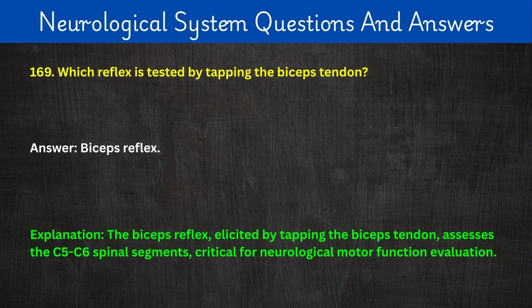169. Which reflex is tested by tapping the biceps tendon? Answer: biceps reflex. Explanation: the biceps reflex, elicited by tapping the biceps tendon, assesses the C5, C6 spinal segments, critical for neurological motor function evaluation.